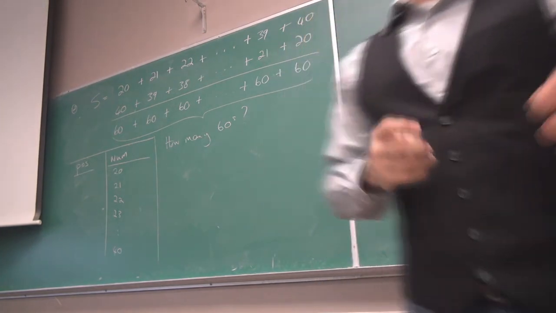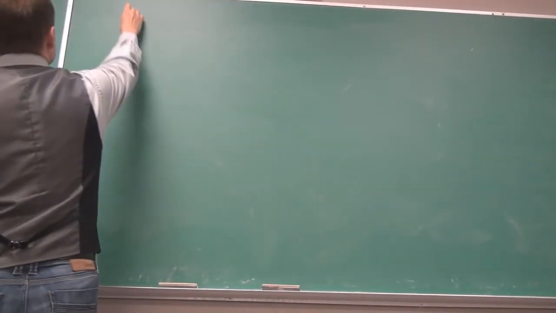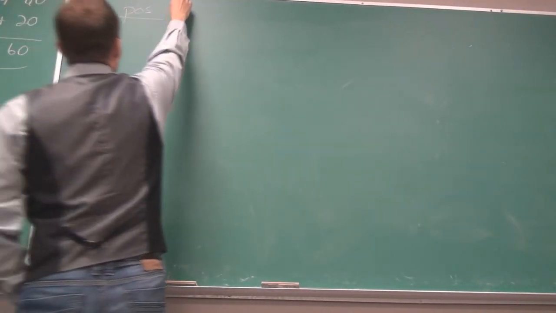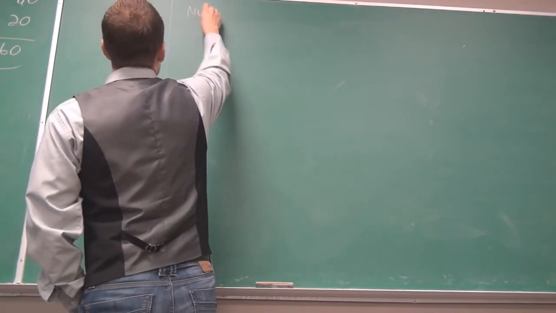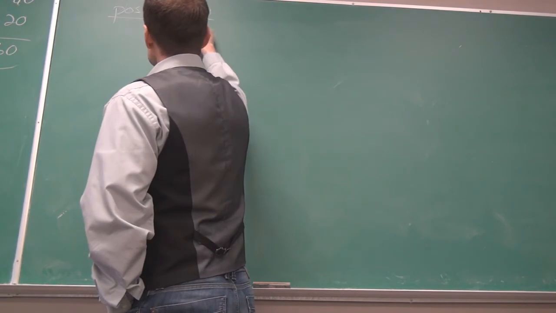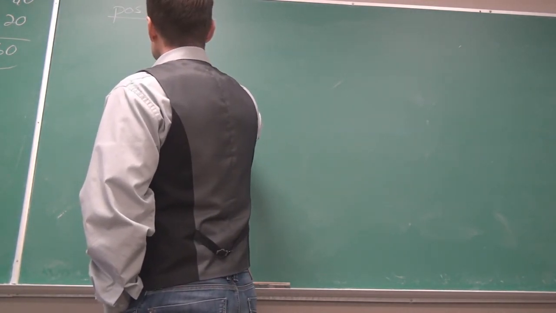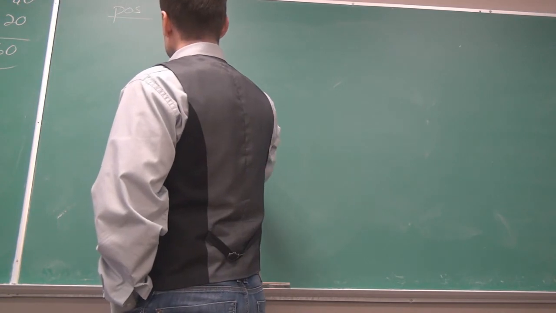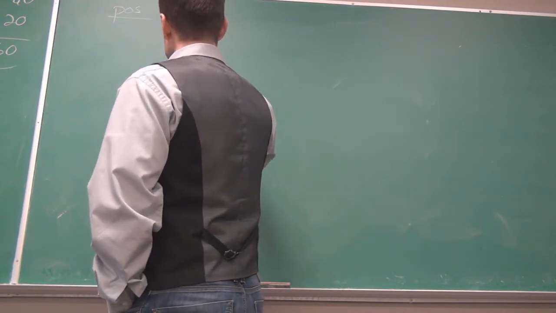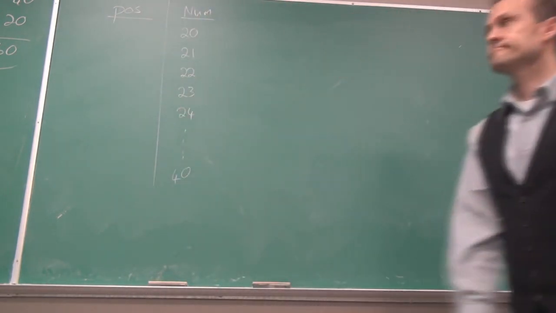So let's do it here, which means I have to turn the camera. There you go. Okay. So I'm going to have a position counter, and I'm going to have the number that occurs in that position, just the top row. So the numbers are 20, 21, 22, next one will be 23, that should be enough. That's one more, why not? And I'll stop at 40. Those are the numbers, right?